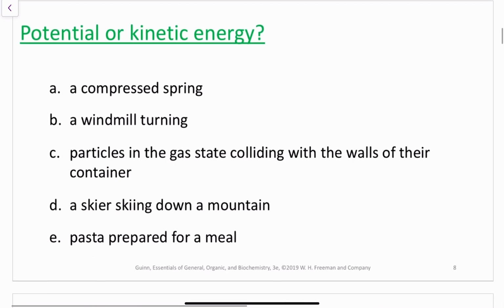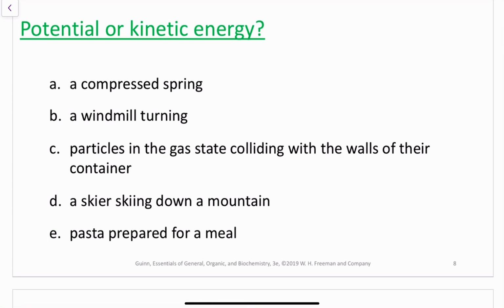Now let's take some examples and figure out which kind of energy is associated with them. A compressed spring. If you compress the spring, that means you are doing some kind of work, right? You are compressing the spring, and because the spring is compressed, you have some kind of energy stored in the spring, and that kind of energy we call potential energy, right, because of the position of the spring.